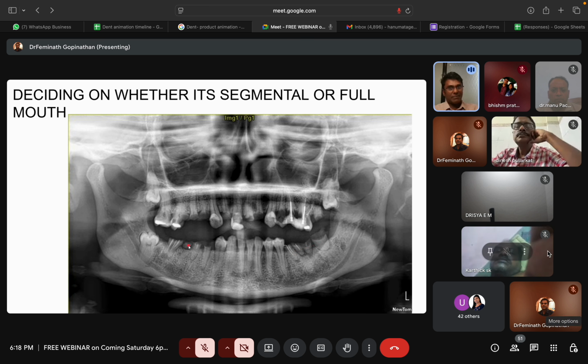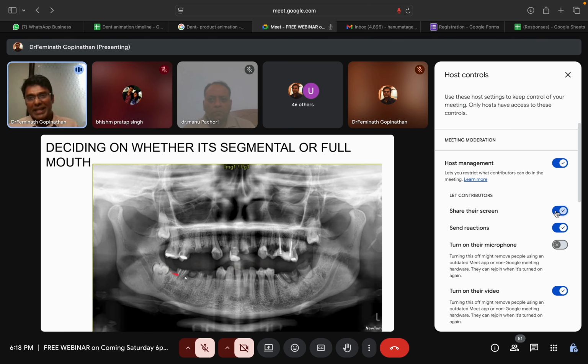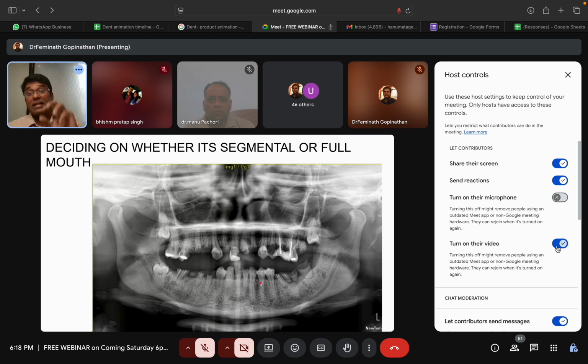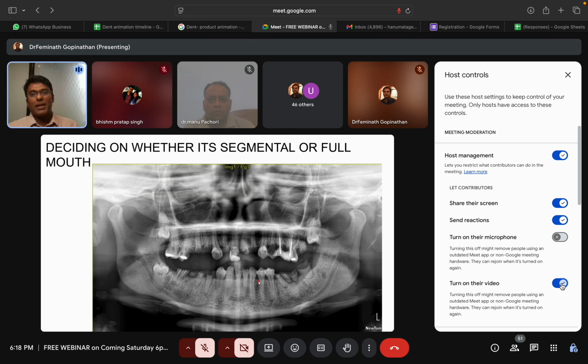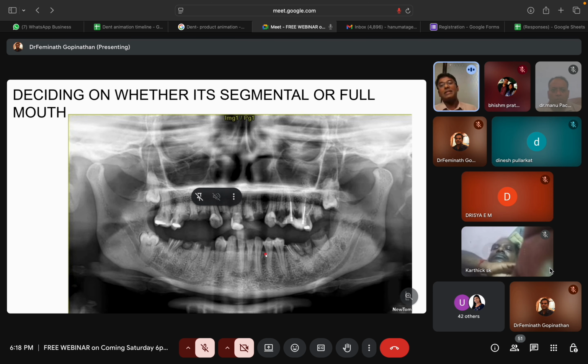For immediate loading, I am talking about immediate functional loading, you need 3 implants on this side and 3 implants on this side. But if you want to treat the entire area, you need just 8 implants. That is an addition of 2 implants. So economically, with the addition of 2 implants, you get a better result.